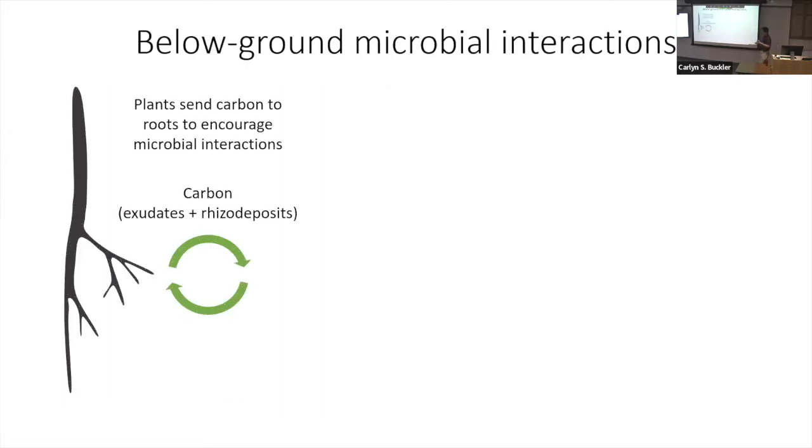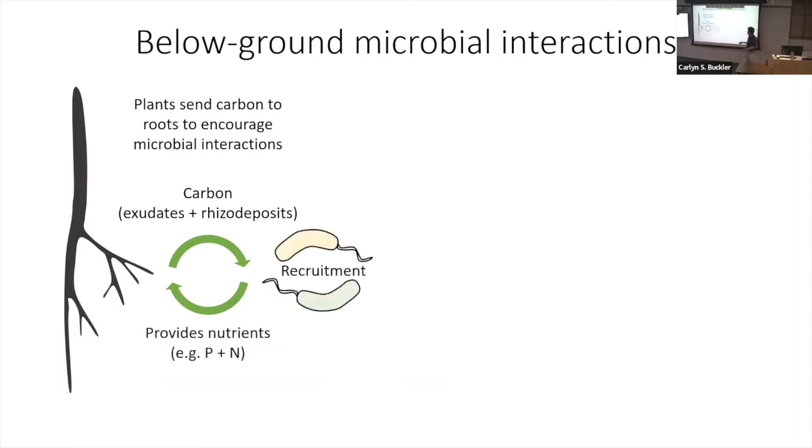Now, in a very simple sense, plants will send carbon down to their roots to encourage these microbial interactions. This carbon is usually in the form of exudates or other types of rhizodeposits. What happens is the microbes sense this carbon, they go into that environment, and then they can colonize, right? Not all microorganisms are beneficial, but typically these microorganisms will provide something back in return, typically in the form of nutrients, things like phosphate or other forms of nitrogen.